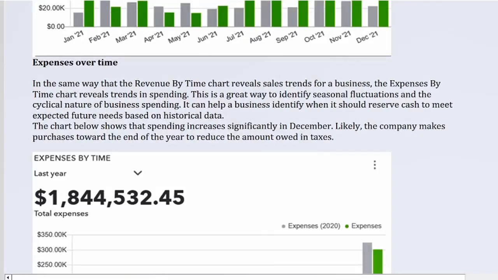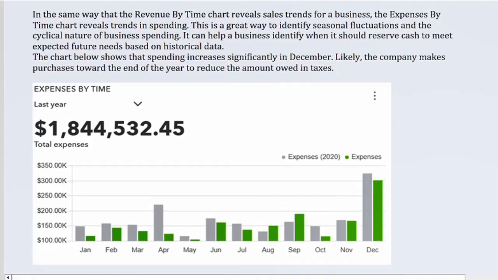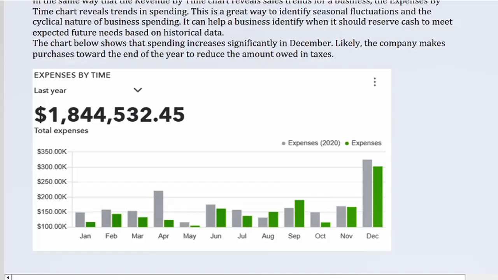Expenses over time. In the same way that the revenue by time chart reveals sales trends for a business, the expenses by time chart reveals trends in spending. This is a great way to identify seasonal fluctuations and the cyclical nature of business spending. It can help a business identify when it should reserve cash to meet expected future needs based on historical data. The chart below shows that spending increases significantly in December. Likely, the company makes purchases toward the end of the year to reduce the amount owed in taxes.